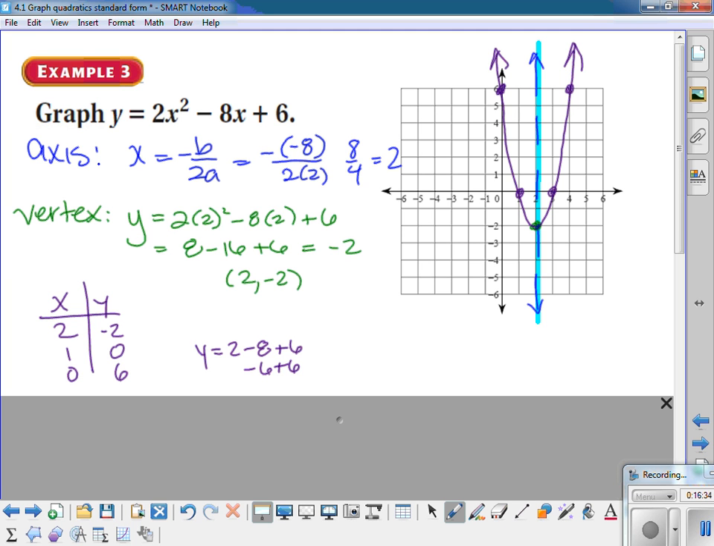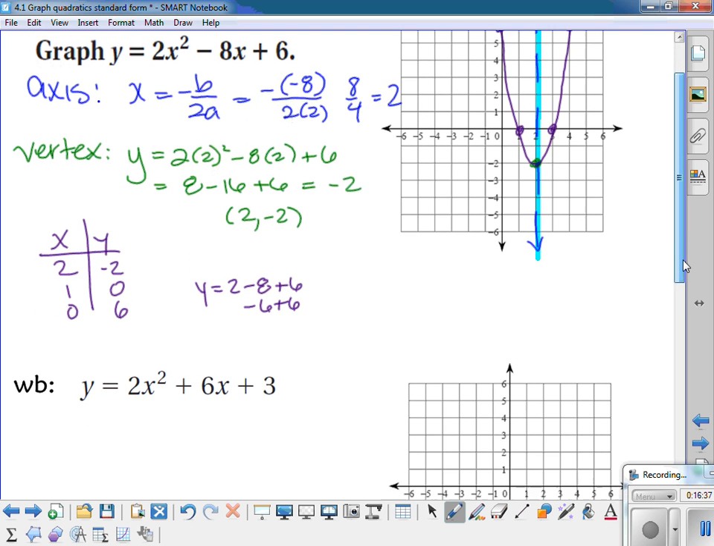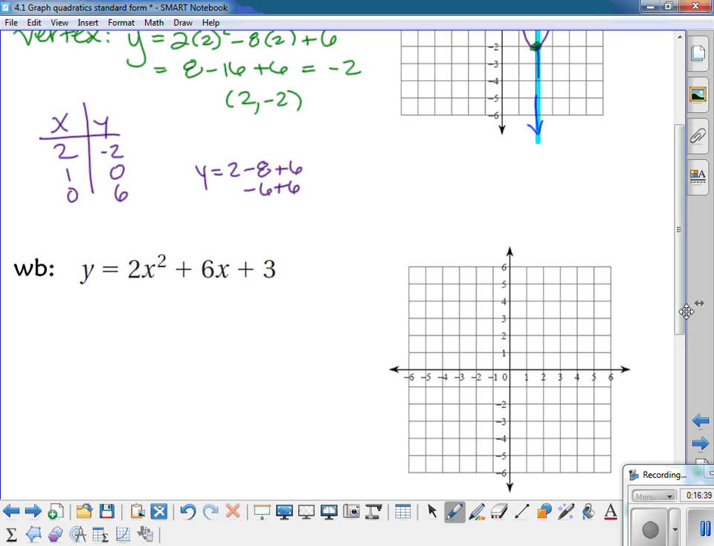Okay, so I'm going to have you graph this one. If you want to first show me your axis and then show me your vertex. So show me your axis first, and then show me what you get for your vertex.